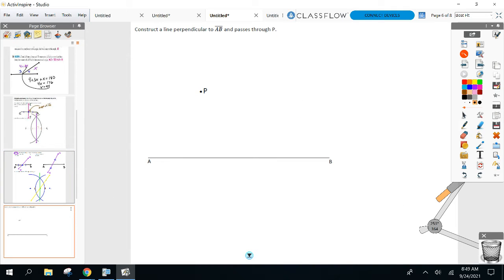All right, now how to make a perpendicular line. Construct a line perpendicular to AB that's going through P. I don't think our fish one's going to help here, is it? Because once I draw the line through, what's going to be the problem? It'll be perpendicular, but it's not going to go through P.